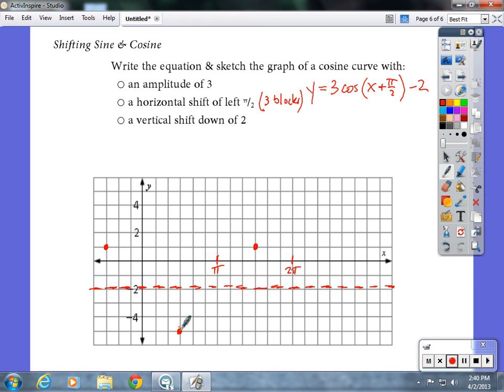So halfway between these 2 points is my first x-intercept. Halfway between these 2 points is my second x-intercept. And that gives me 1 full cycle of cosine. Okay? The other thing I want you to notice is that exact same cosine curve could be written as a negative sine curve. All right, it would look like negative 3 sine of x minus 2. Just food for thought. And that's it for now, and see you tomorrow.